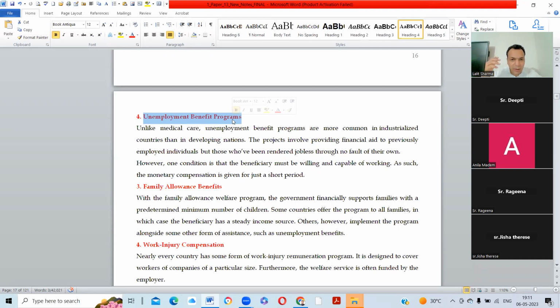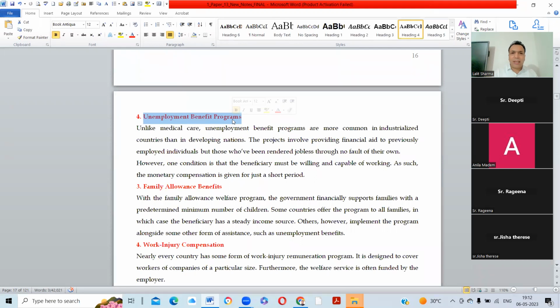Even India is a welfare state. And now you would be surprised, in India nobody is getting the unemployment benefit. You are aware of that. Why did it happen? Because of lack of knowledge, right? That's why education is the third eye of a man, right? So it is written, unemployment benefit programs.